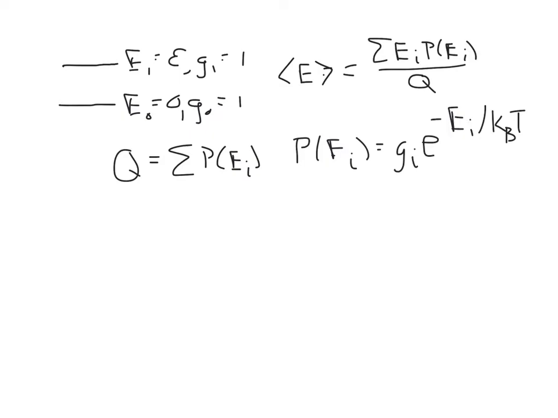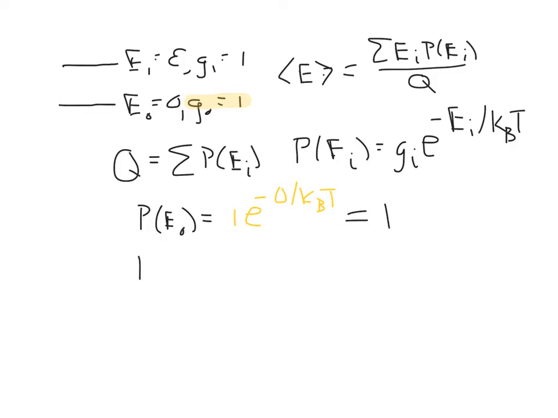So for our first state, our ground state, the probability of the ground state is equal to the degeneracy of the ground state, which we have given a value of 1. So we have 1 times e raised to the minus 0 divided by kBT. And anything raised to the 0 is equal to 1, so 1 times 1 is equal to 1. So our probability of our ground state is equal to 1. This is an unnormalized probability.